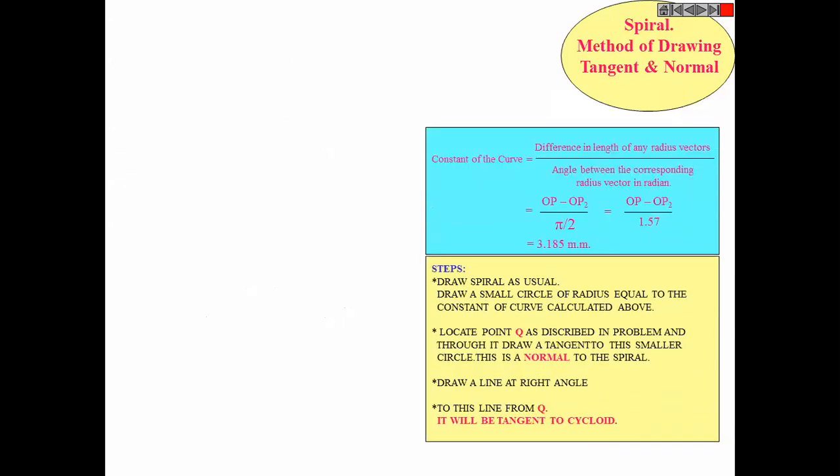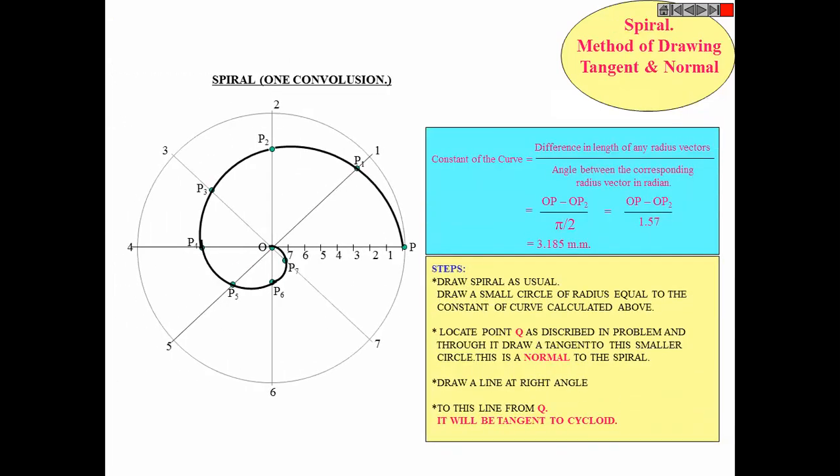Okay. Now we will do the same thing for spiral. Now spiral, there is one typical thing that you may also write down in your notebook. This is the constant of a curve. There is something which is defined as a constant of a curve. What do we mean by this? It is the difference in length of any radius vectors, for example OP minus OP2.